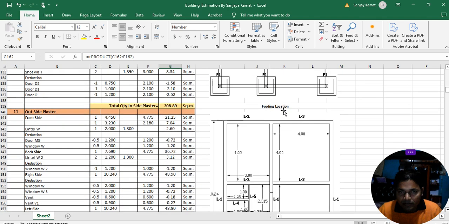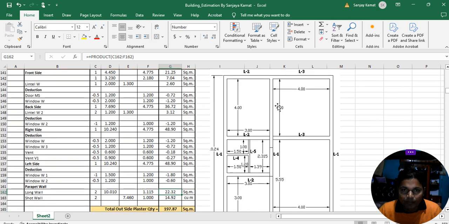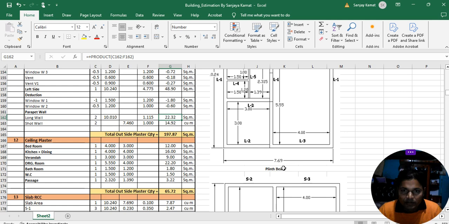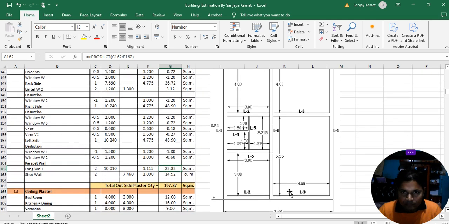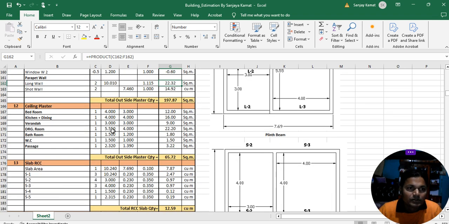As you can see here, the footing section I have shown you earlier. Now this is the plinth beam. This is the plinth beam: length L2, length L3, length L1, length L3. This is the plinth beam. Okay. So now we are going to the ceiling plaster.